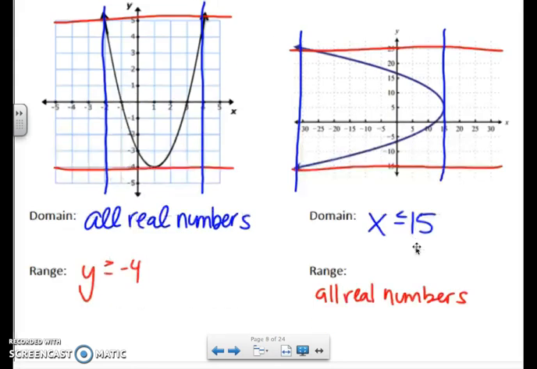Okay? So those are some examples of how you find domain and range from a graph. If you have any questions, let me know. But otherwise, you can work on some practice to get better at this because it is difficult.